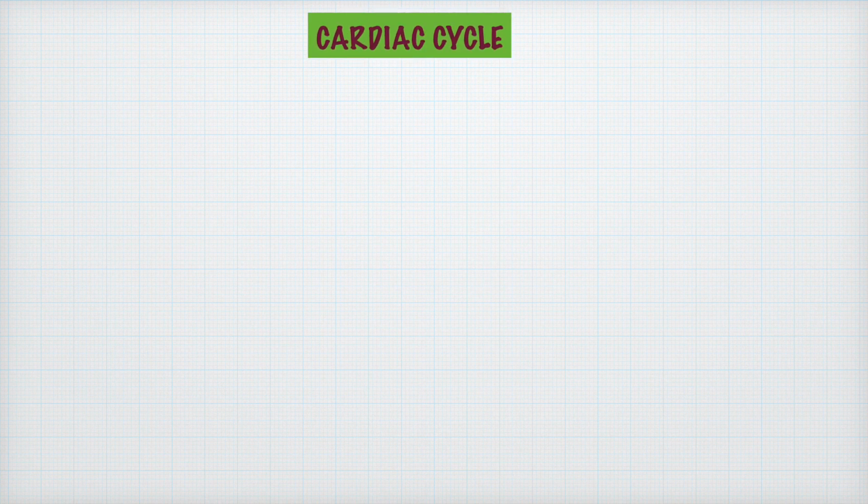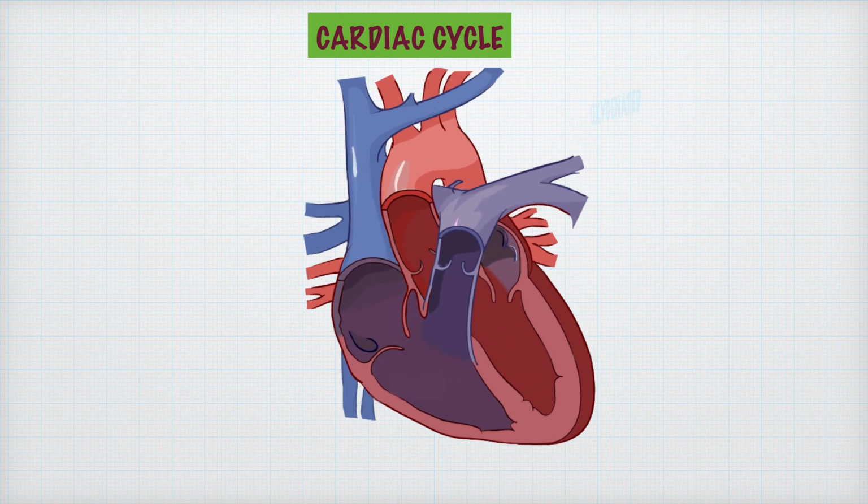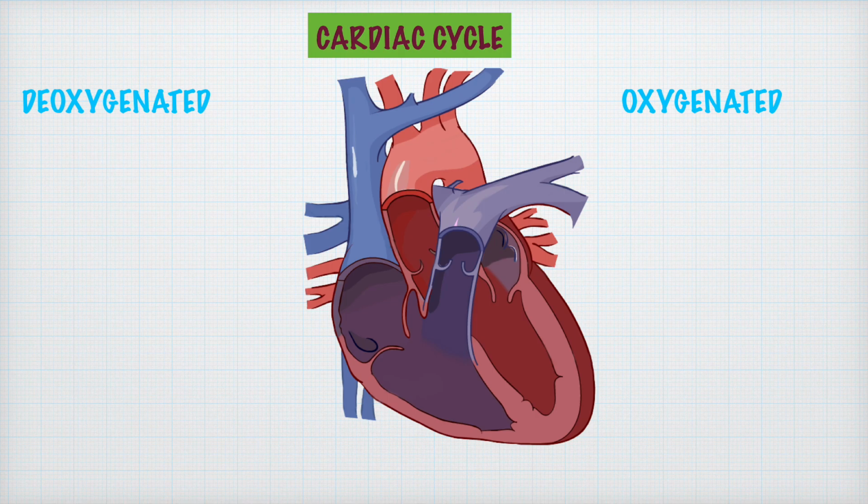Now let us understand the complete cardiac cycle. To begin with, let us consider all four chambers of the heart are in a relaxed state, which is called joint diastole.